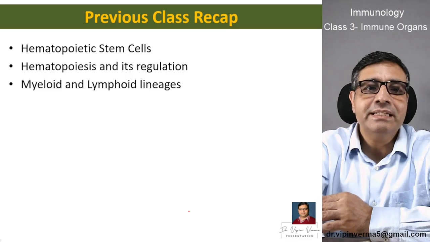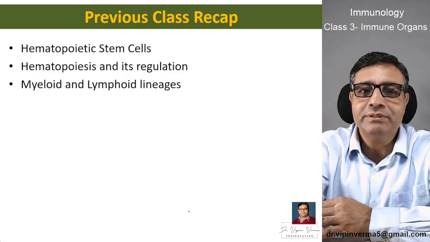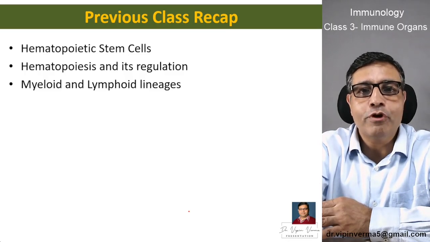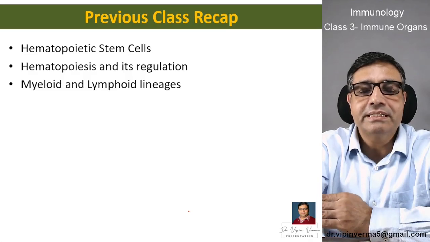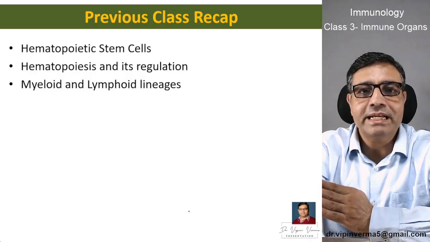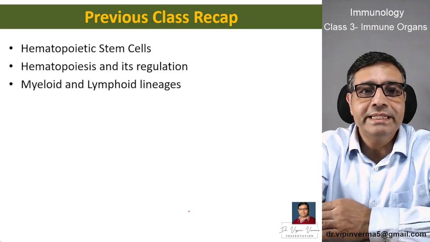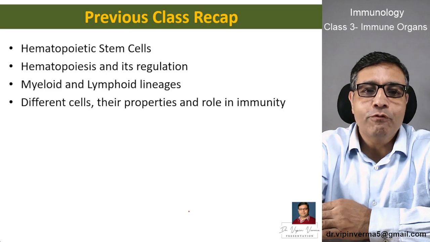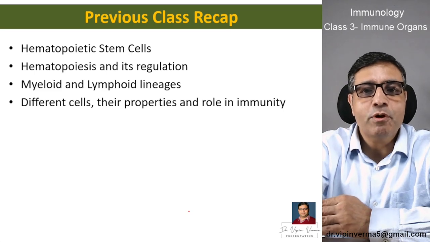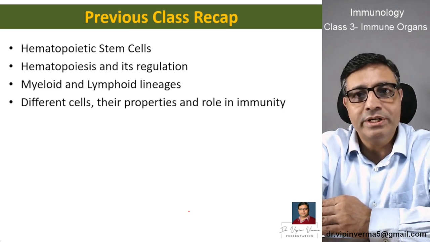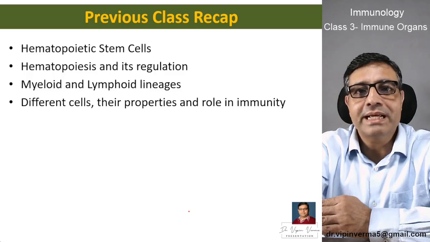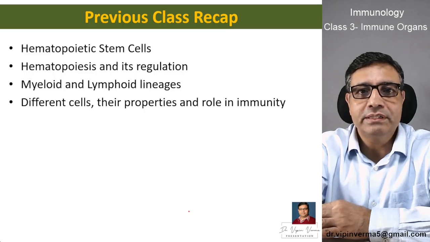Then we discussed the lineages of the hematopoietic stem cells, the myeloid and the lymphoid lineages. We discussed the different pathways, and we also discussed the different progenitors of both lineages. And finally, we focused on different cells, their properties and their role in immunity. So we discussed their characteristics and their function.